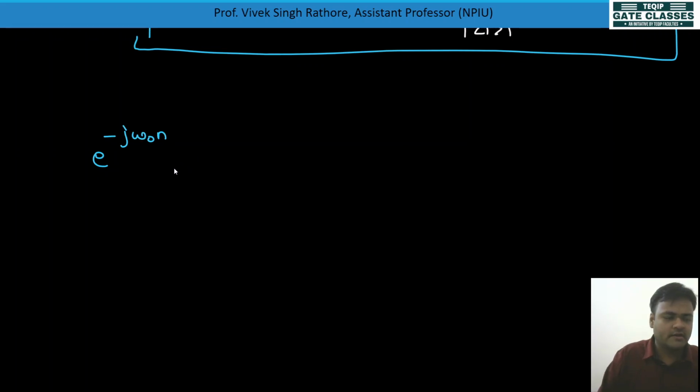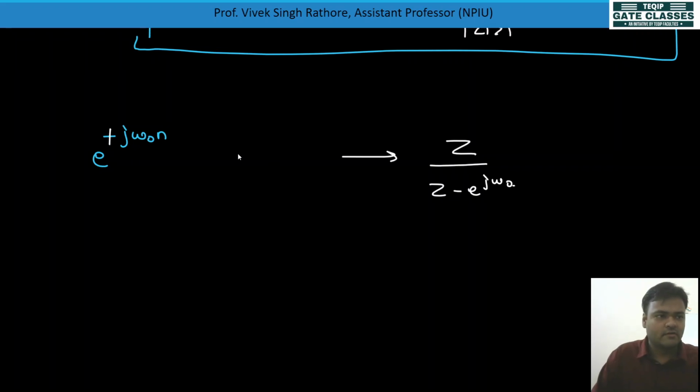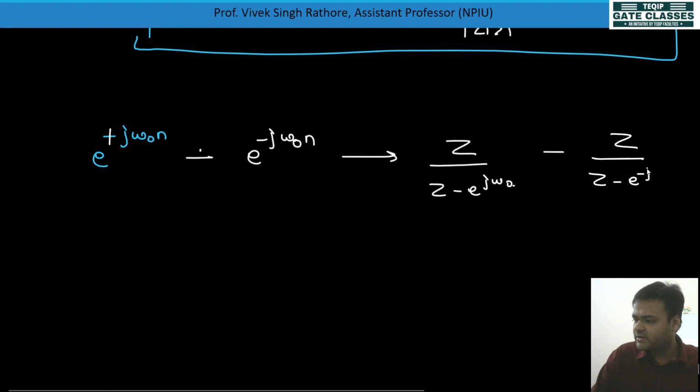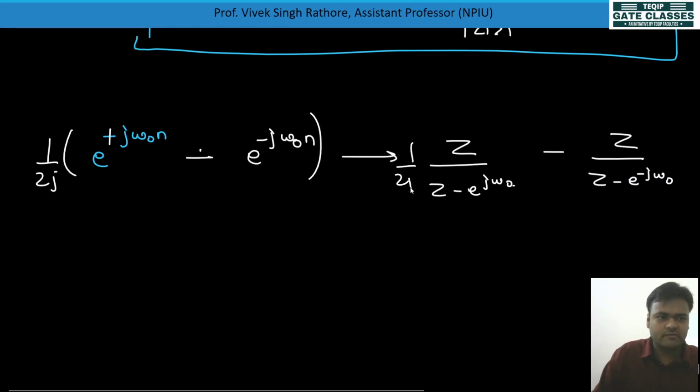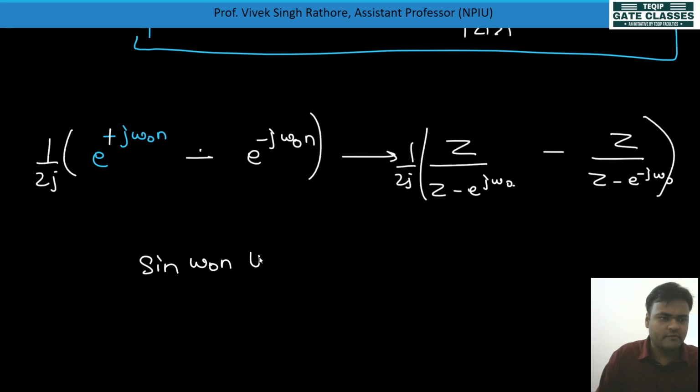We'll write e to the power minus j omega naught n. First we take e to the power plus j omega naught n, and its z transform is nothing but z by z minus e to the power j omega 0. Okay, and now with minus e to the minus j omega 0 n, we'll get minus z by z minus e to the power minus j omega 0, and mod z will be greater than 1 only. We multiply by 1 by 2j, so we get sine of omega naught n u of n, with 1 by 2j.